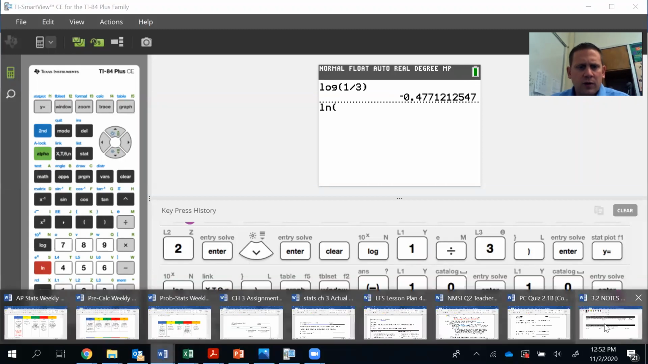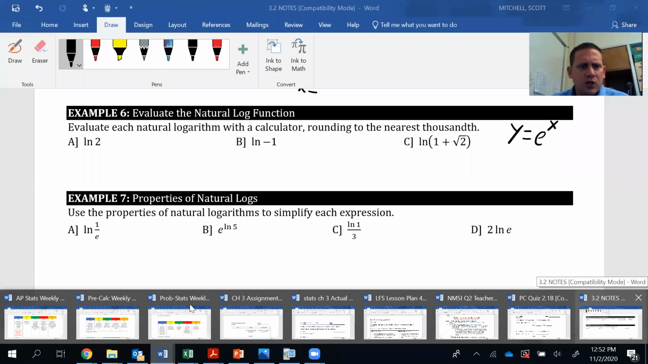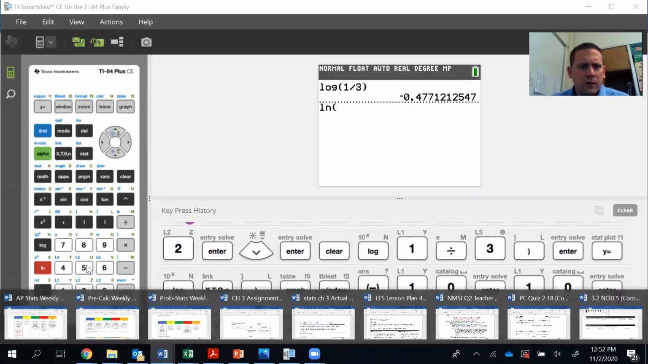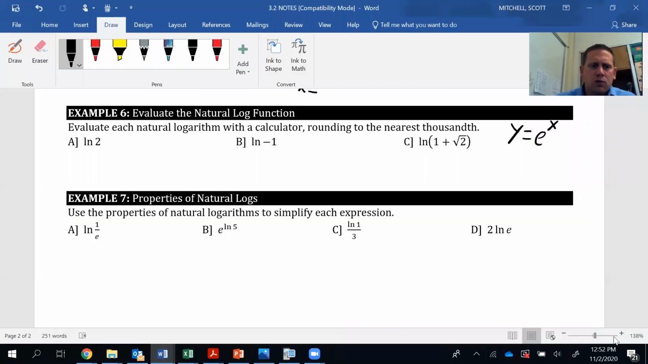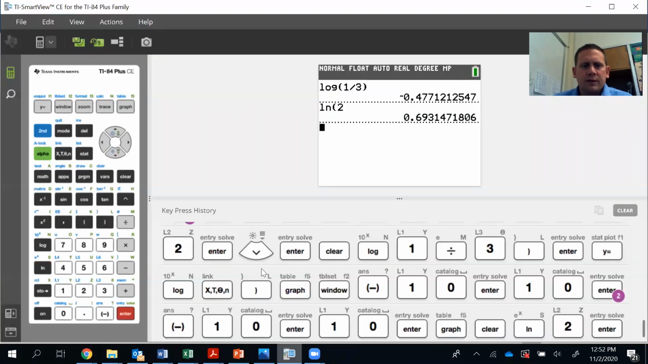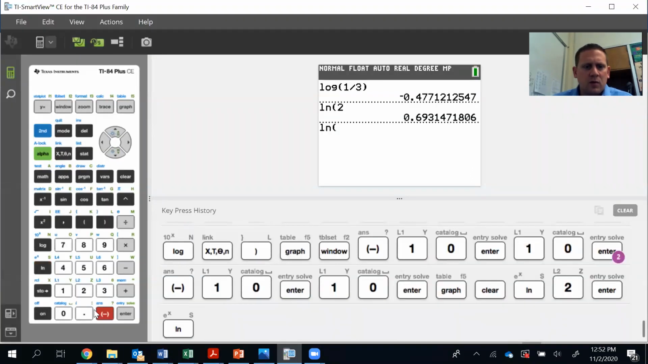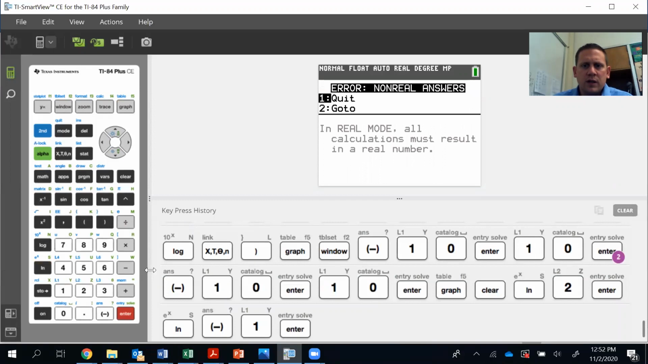So, sorry, I forgot, what are we evaluating? Natural log of 2. So we'll take the natural log of 2. So 0.693. So let's record that, 0.693. And then let's evaluate the natural log of -1. Maybe you know what's going to happen here. Maybe you don't. Natural log of -1.